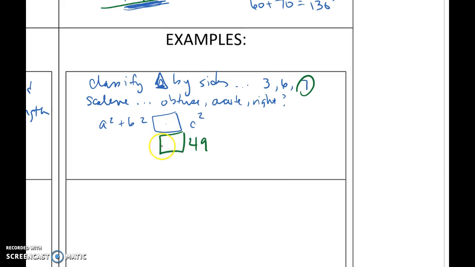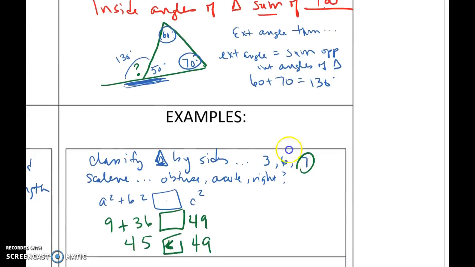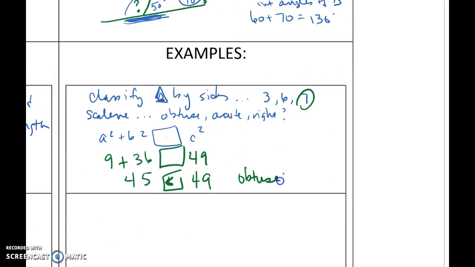I'm going to bring down that box of mystery in the middle of what's going to happen. Now over here I'm going to do 3 squared, so 3 times 3, plus b squared, 6 times 6. And I'm just going to do the math here. So 9 plus 36 is 45. This side is a 49. So which one is bigger? Well, 49 is bigger. And if we look above, if the c squared is bigger, what's going to happen? Well, it's going to be an obtuse triangle. So there you have it. There's one example of how you can use this stuff.